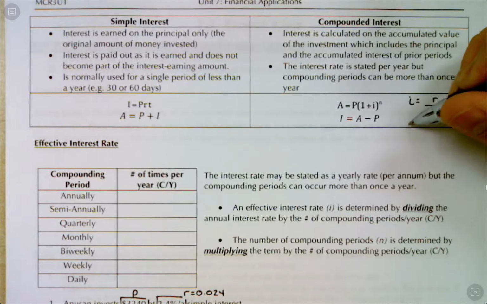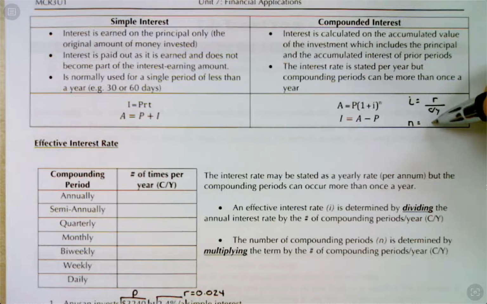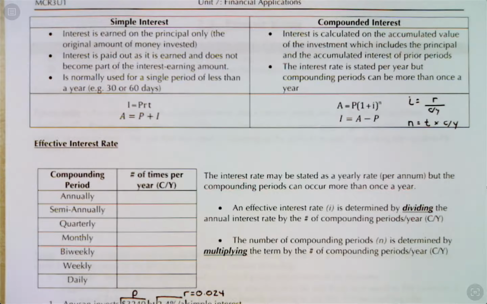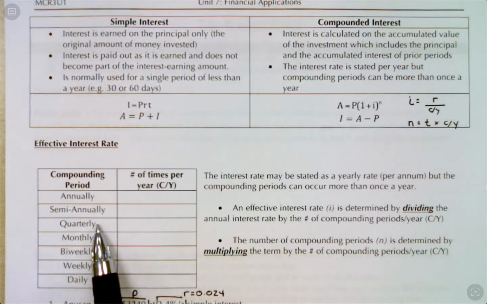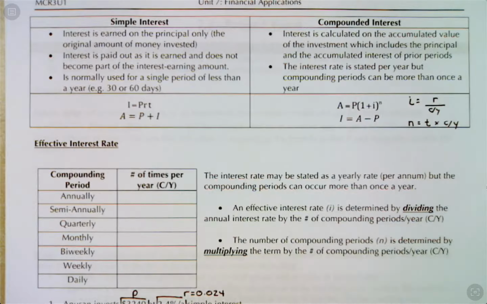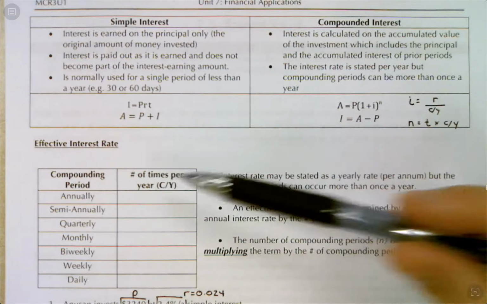N is the time in years times how many times you compound per year. Compound just means how many times you calculate interest. So when you see compound interest rates written, they'll say 2 things. They'll say 5% per year, and then you'll see the word compounded, and it will use a word like annually, semi-annually, quarterly, monthly, biweekly, weekly, or daily. And that's how many times you calculate interest. That's your compound per year.